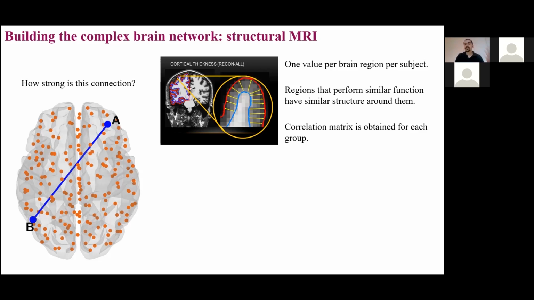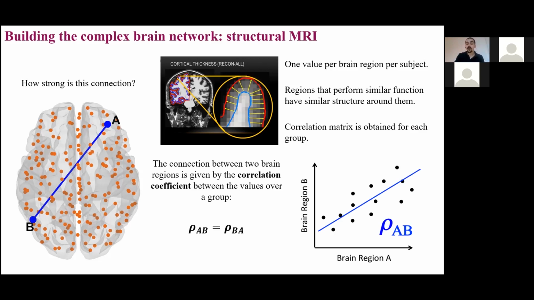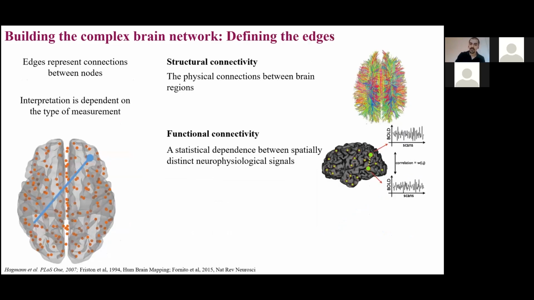And then if you have your subjects in a given group, you can correlate the values of the regions across that group. Therefore you obtain a Pearson correlation coefficient in most cases. And this Pearson correlation coefficient is an indication of the strength of the structural connection between those two particular regions.